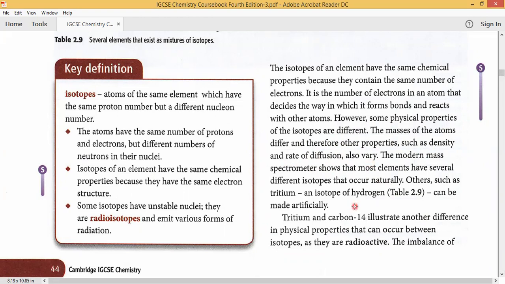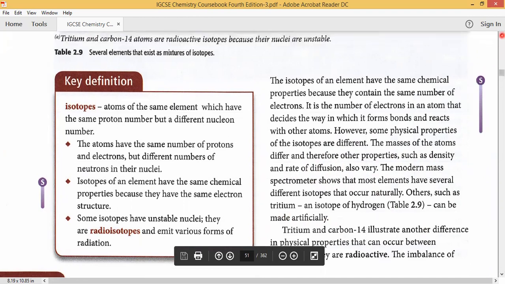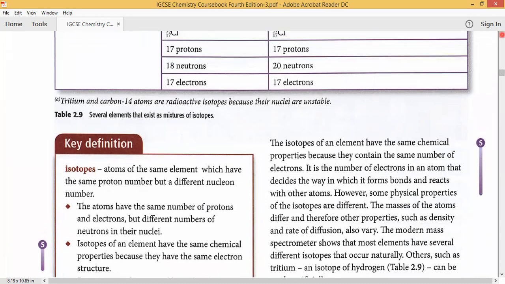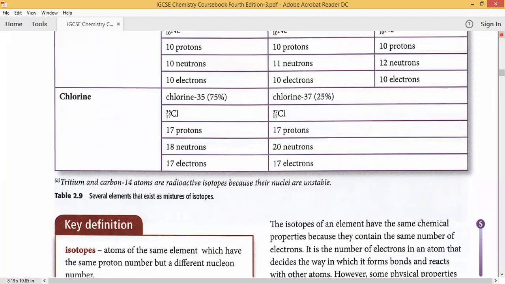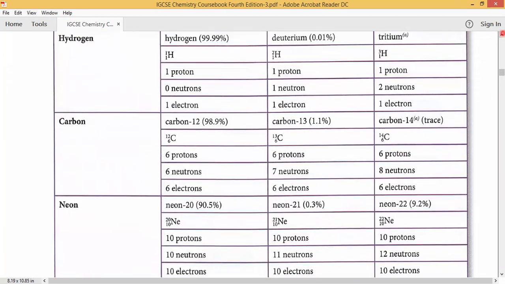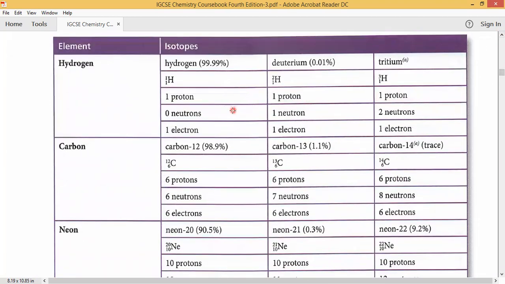For example, if we start off with hydrogen, hydrogen has three isotopes as shown at the top of this table. Let's go to the top of the table. Okay, if you take a look at it, hydrogen has three isotopes. First, by the name of hydrogen, we also call it protium. You'll find the word protium in different reference books. It has one proton and one electron, but it does not have any neutrons.